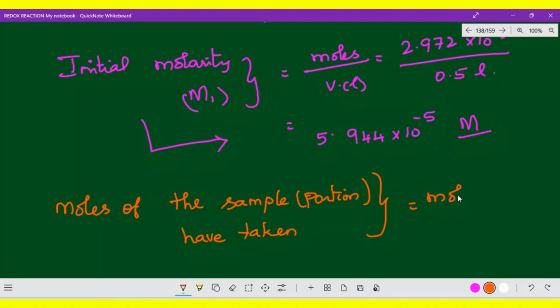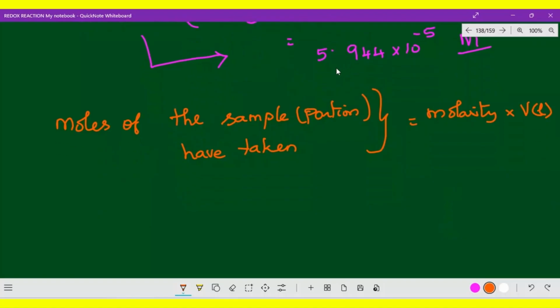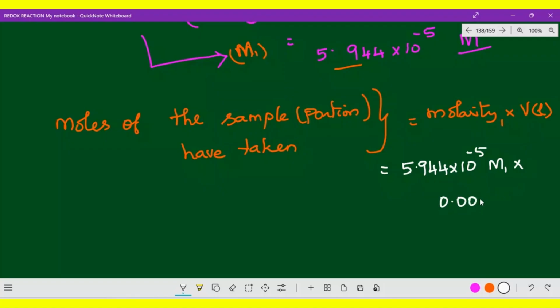Moles equals molarity into volume in liter. So we already got this molarity M1, capital M1, right? Here that molarity we got is 5.944 into 10 to the power of minus 5. This is molarity M1 into volume in liter, that is 0.001 liter, because we have taken 1 ml and just converted it into liter. I hope you got the clarity why we are applying this.